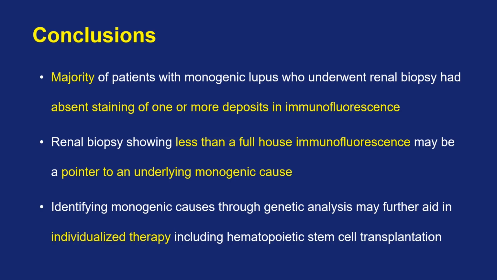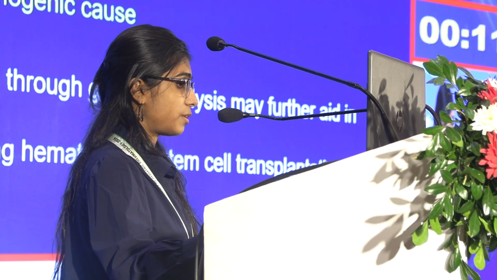Identifying the underlying monogenic cause may help in personalizing the treatment, which might include fresh frozen plasma or JAK inhibitors, and also hematopoietic stem cell transplantation.